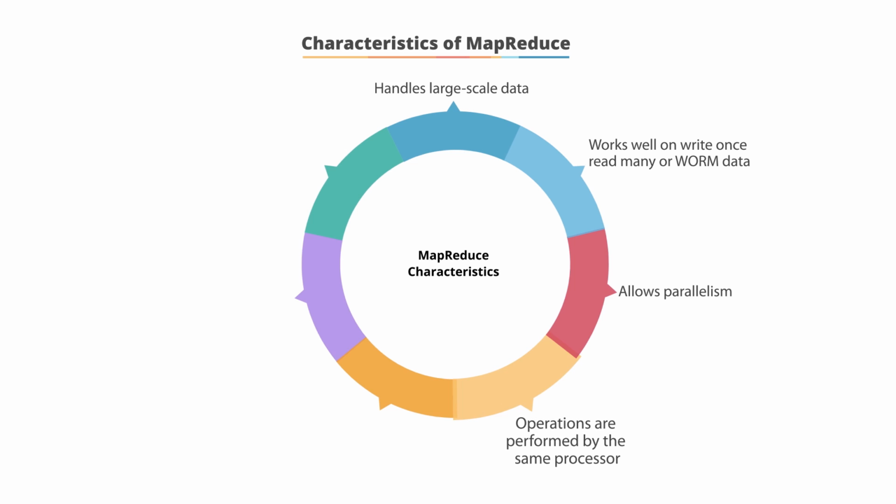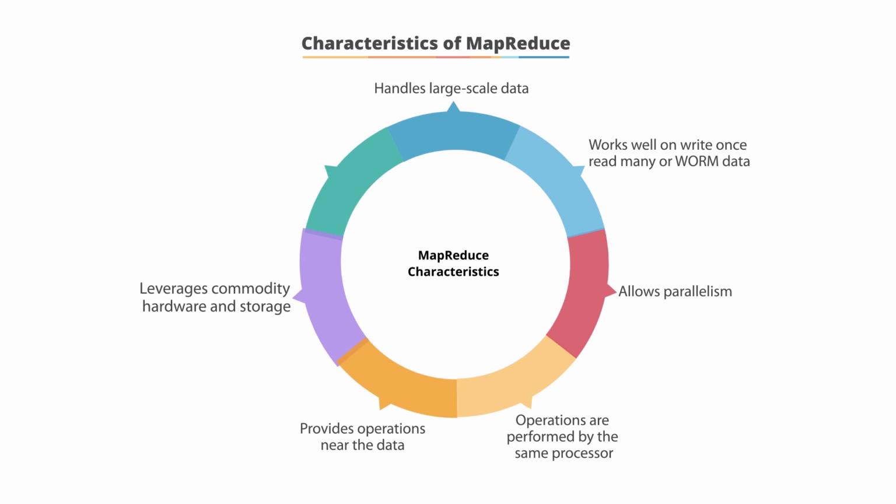The map and reduce operations are performed by the same processor. Those operations are provisioned near the data, as data locality is preferred. In other words, we will move the application to the data and not the other way around. Commodity hardware and storage is leveraged in MapReduce to keep things cost-effective, and the runtime takes care of splitting and moving data for operations.